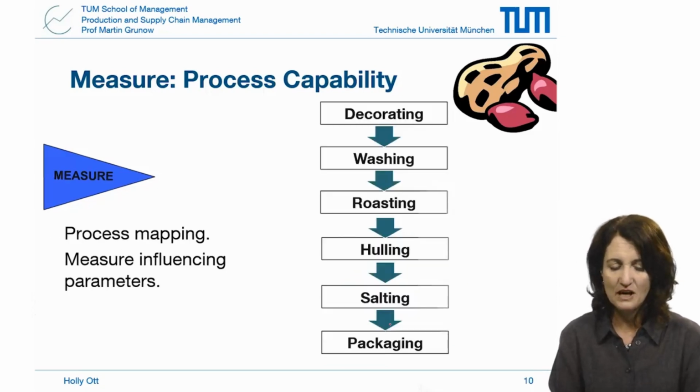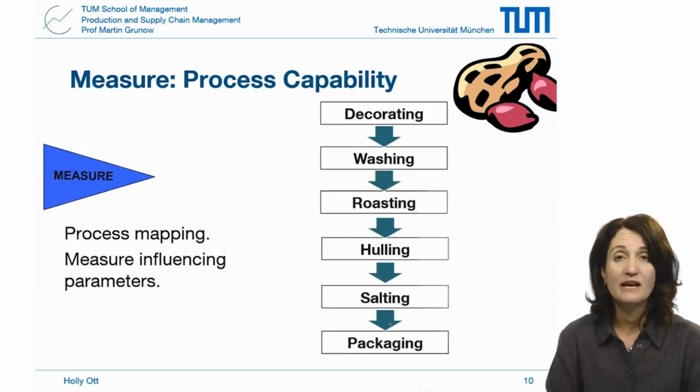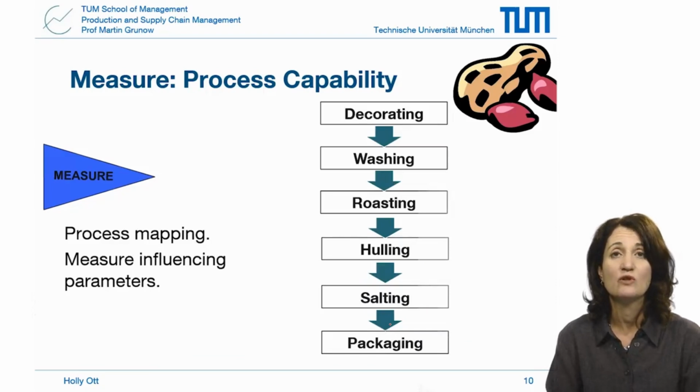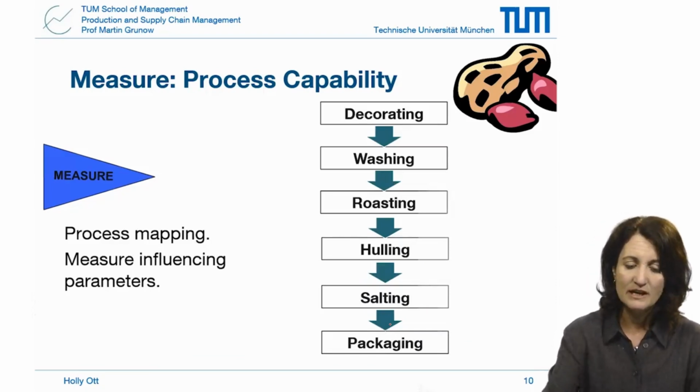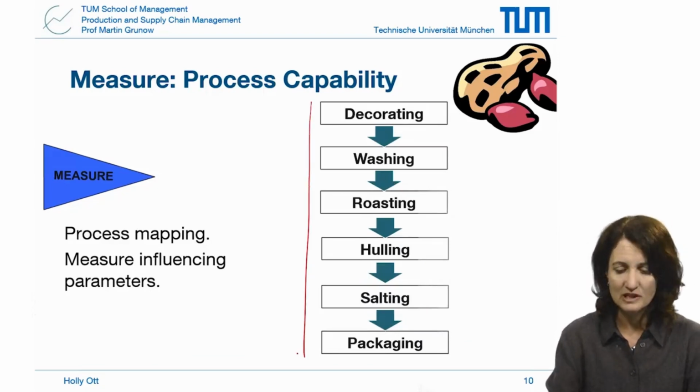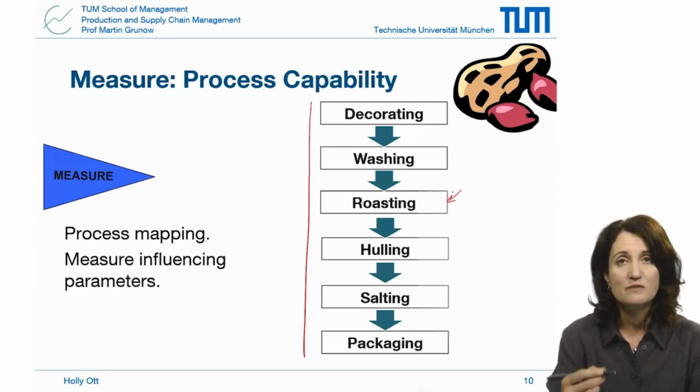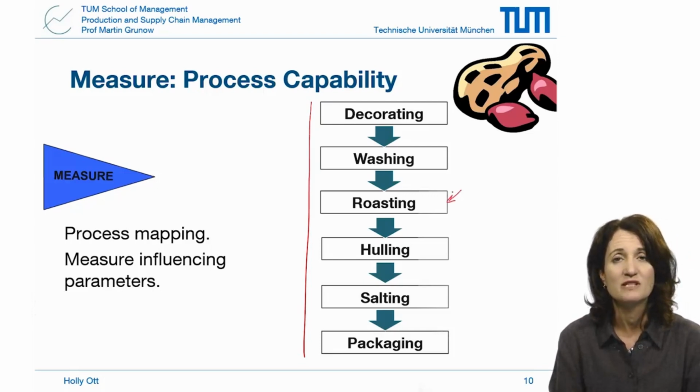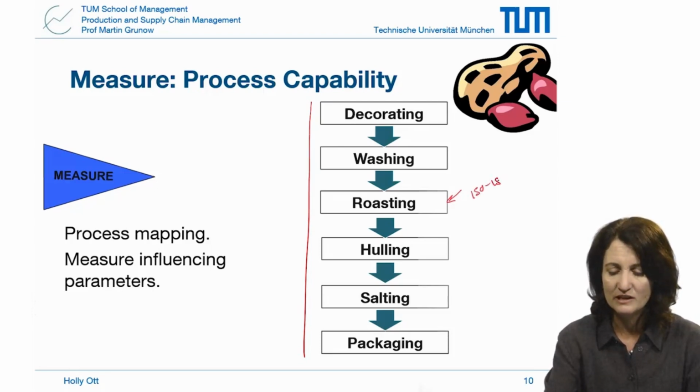So now, next step in Measure, we need to go into the process in more detail. Again, this is our overall process, but in each of these steps, we have specific machines we're using, specific times, specific temperatures, for example. Here it was 150 to 180 degrees C.